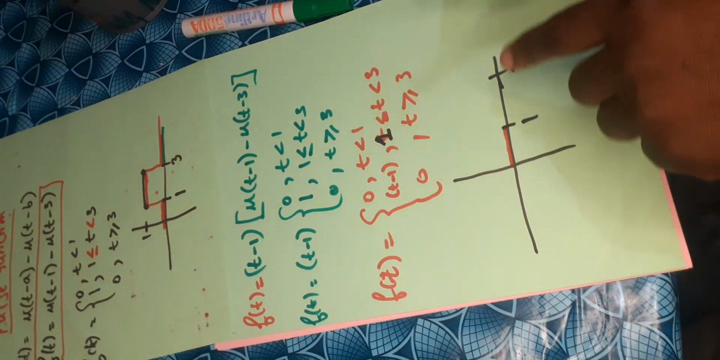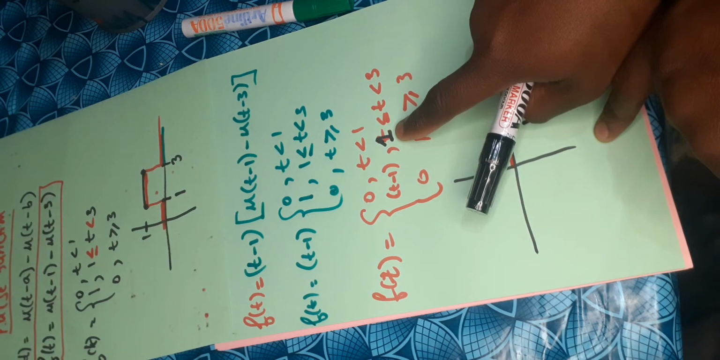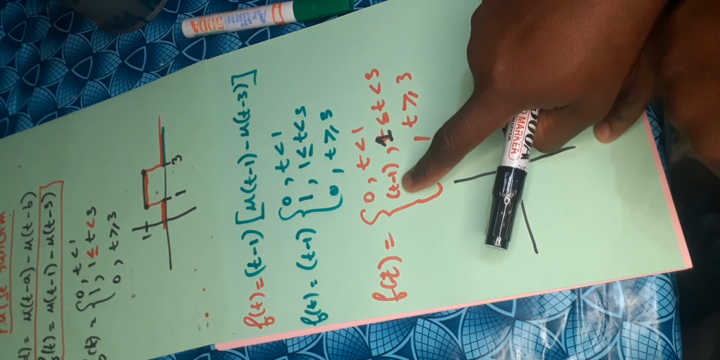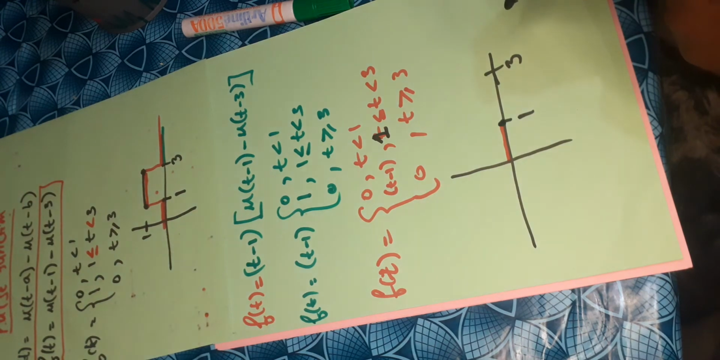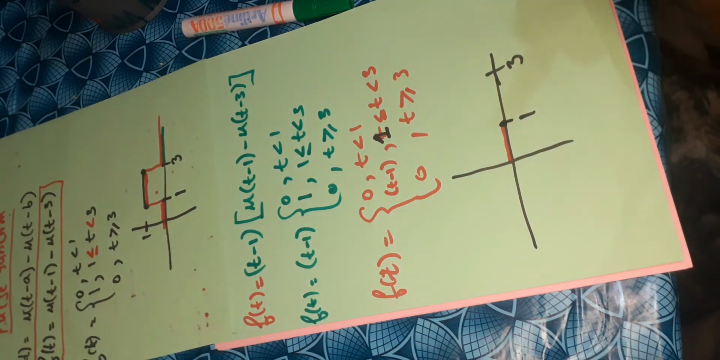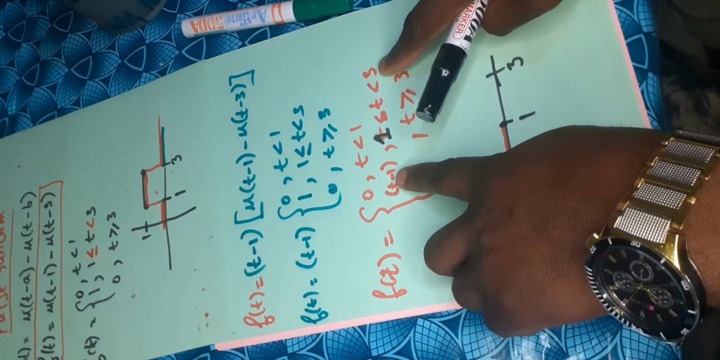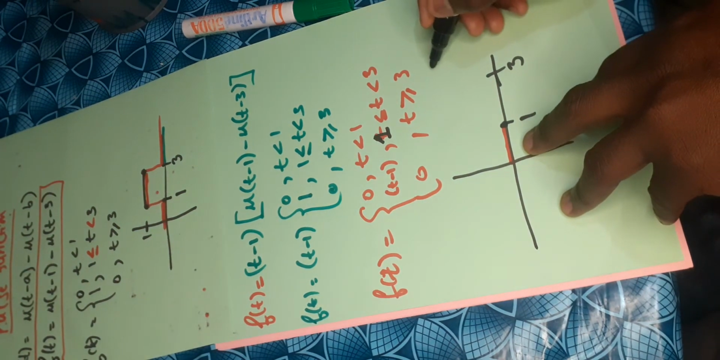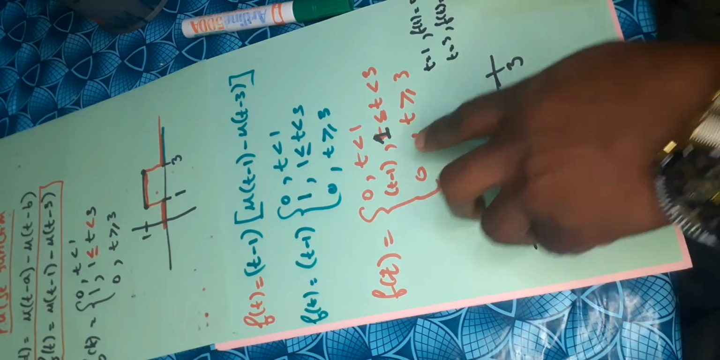All right, so I take this value and put it here. When t equal to 1, it's going to give me 1 minus 1, which is 0. I'm right here. When t equal to 3, I put it here, 3 minus 1. Let me write it here so that you can see. If t equal to 1, f of t will be equal to 0. If t equal to 3, f of t will be equal to 3 minus 1, which is 2.